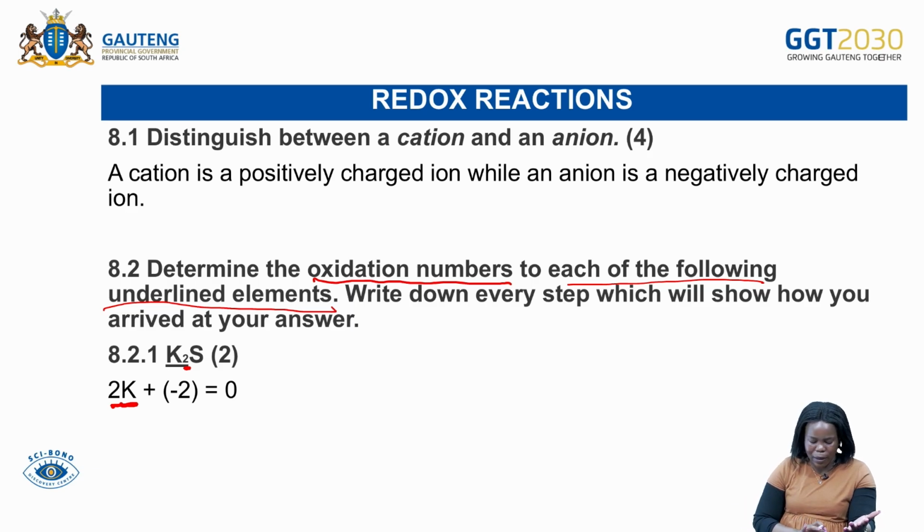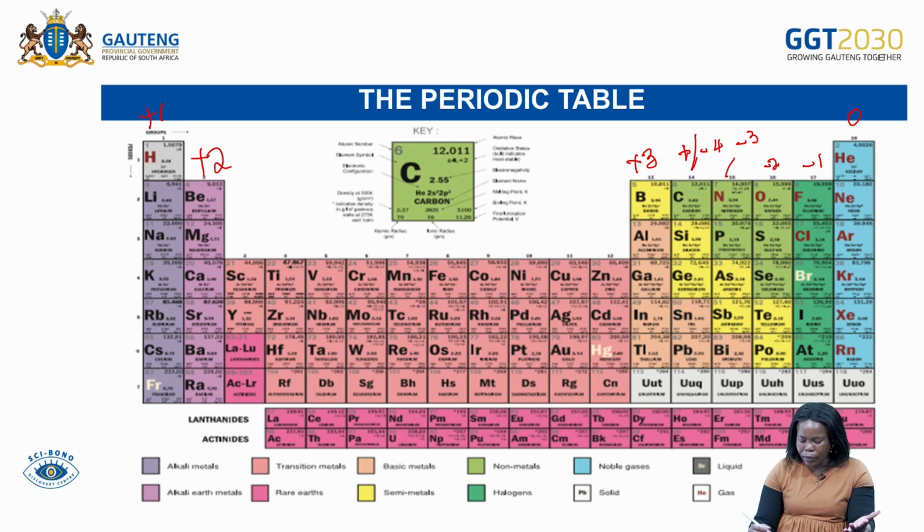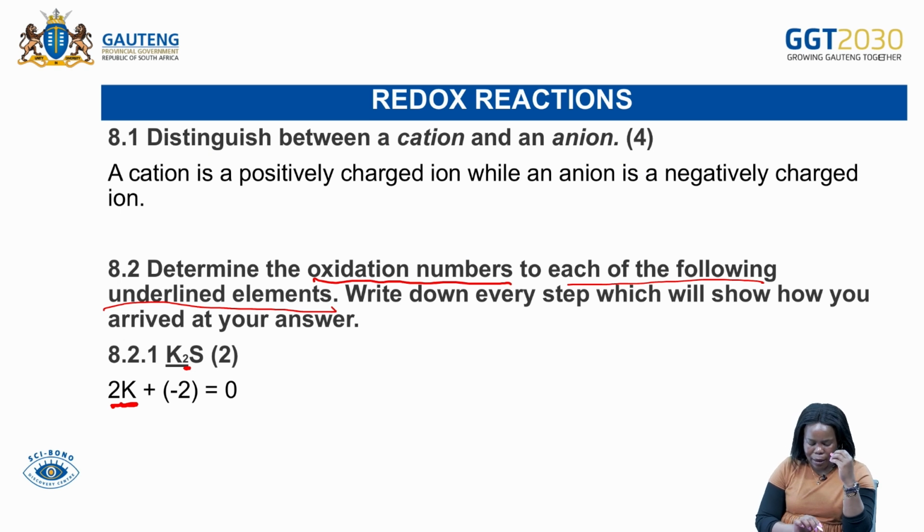Let's go back a little bit. Sulfur, there is our sulfur in our periodic table. Okay, I'm going to circle it so that you are able to see it. Because of its position in the periodic table, it's going to have a charge of -2. All right, so as we go back, that is why we have -2, because of its position in the periodic table. It has an oxidation number of -2.